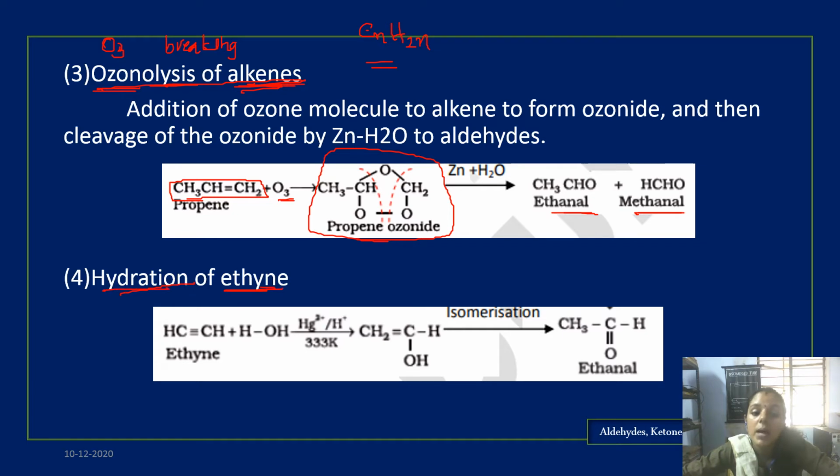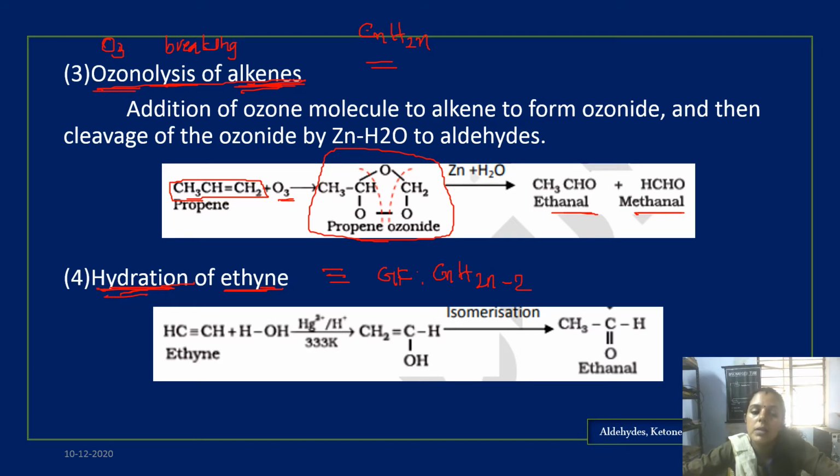How can you prepare this aldehyde from ethyne? You know what ethyne is: there you can find a triple bond. That means the general formula of alkyne is CnH2n-2. So you are taking ethyne, and what do you mean by hydration?